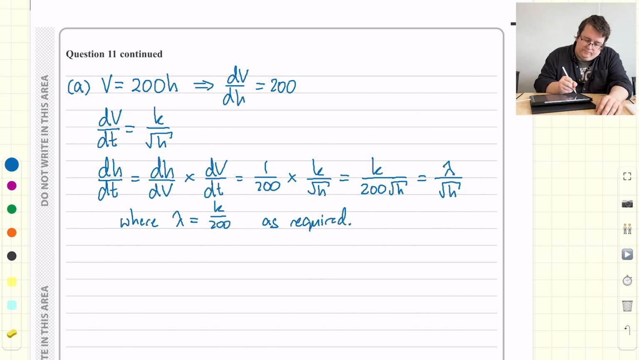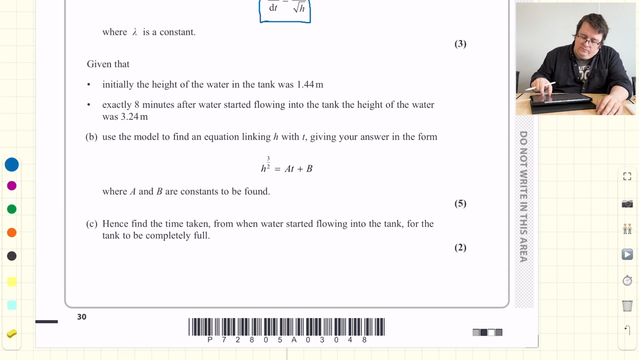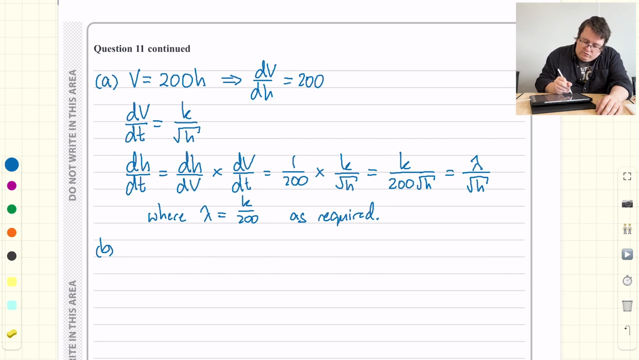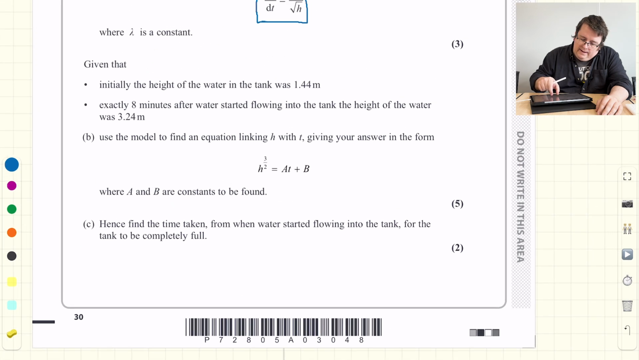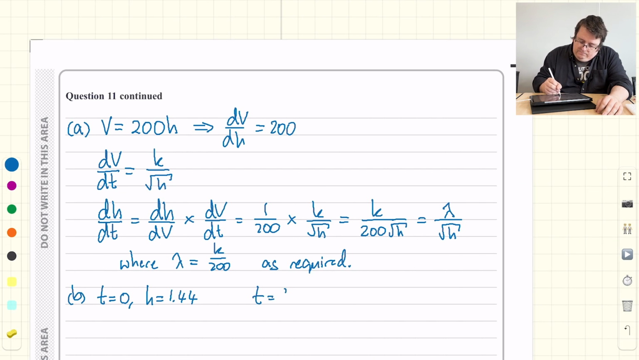Right, okay, go to part B. Given that initially the height of the water in the tank was 1.44 metres, so let's put that on. So t is 0, h is 1.44. And exactly 8 minutes after water started flowing into the tank, the height of the water was 3.24. So when t is 8, h is 3.24.